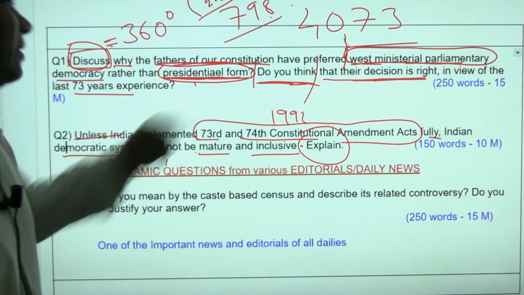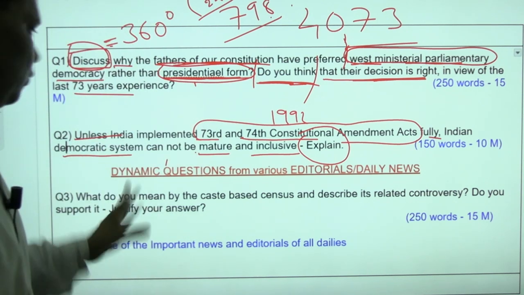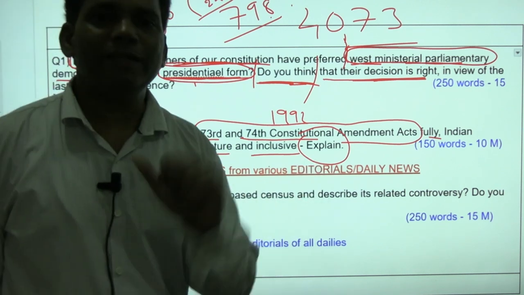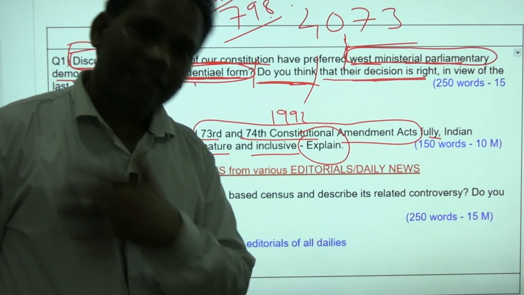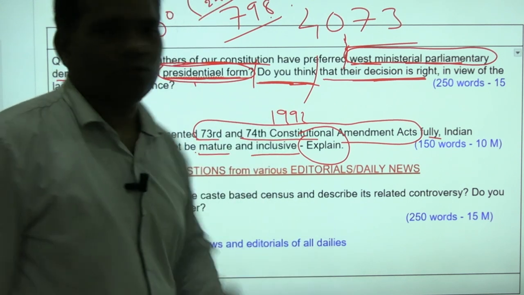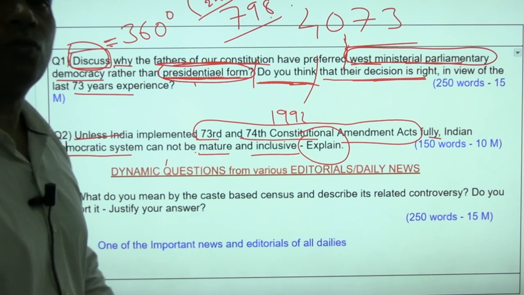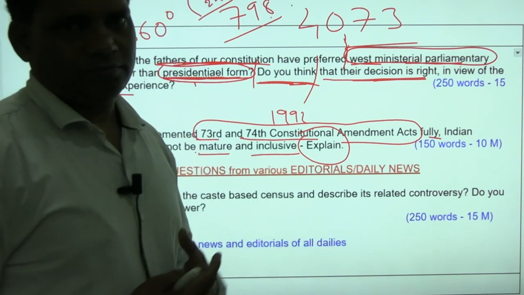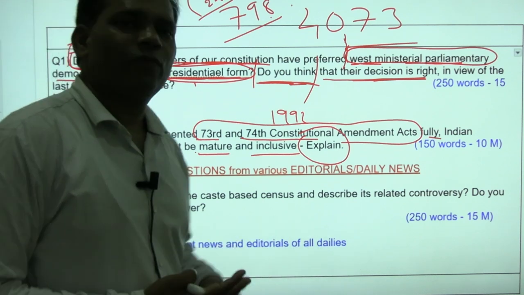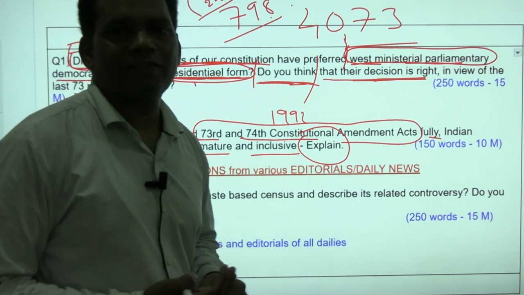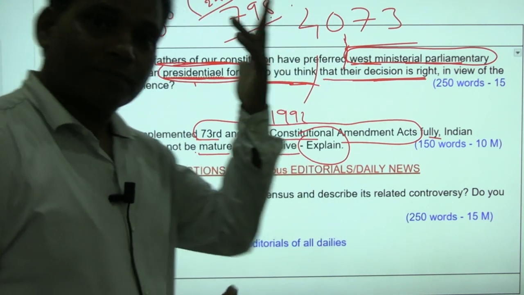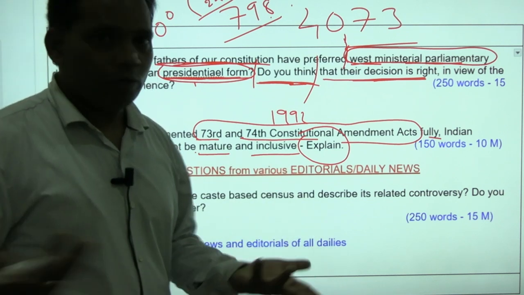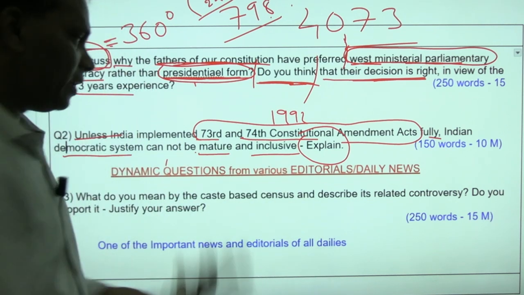Okay, unless the 73rd, 74th Constitutional Amendment Acts are implemented fully, the Indian democratic system cannot be mature and inclusive, which means that so far, India is yet to become mature and inclusive. That's what we have to accept. Yes, it's true. It is yet to become inclusive because more women are not included. Just now we passed this women's reservation. It should be implemented. Should we wait until 2029 to implement it for women? No, not inclusive. Not all groups are inclusive.